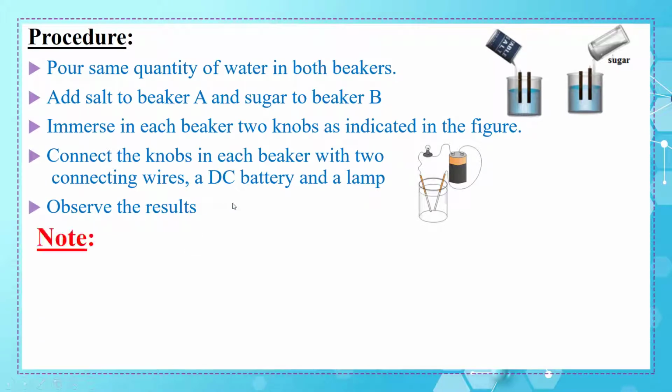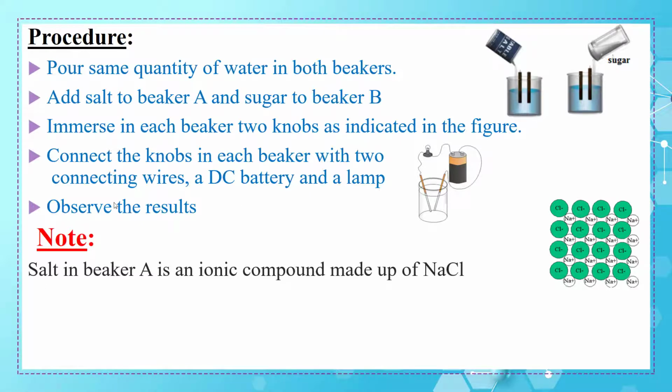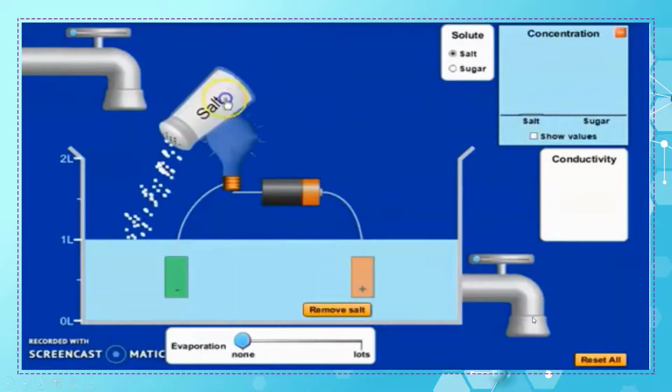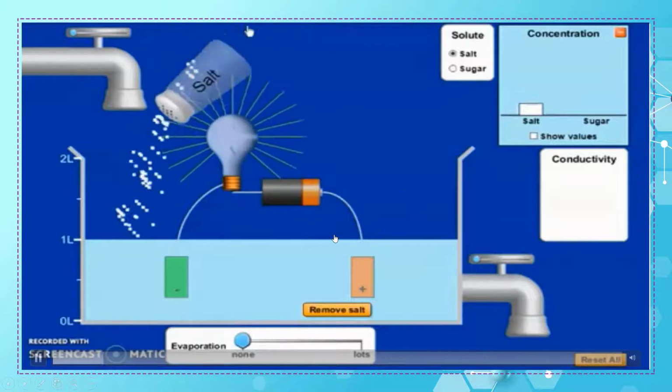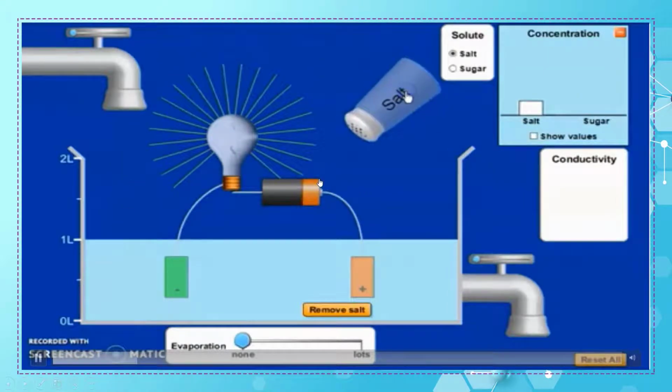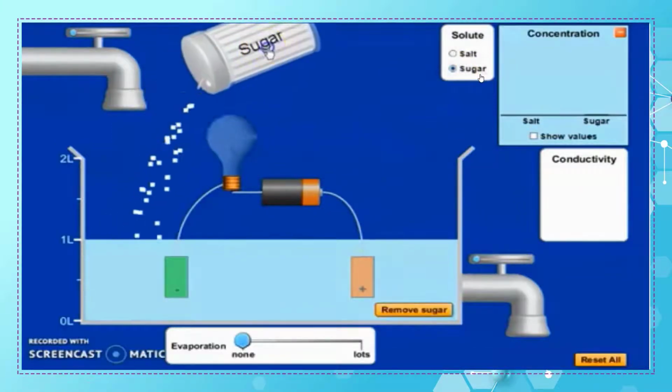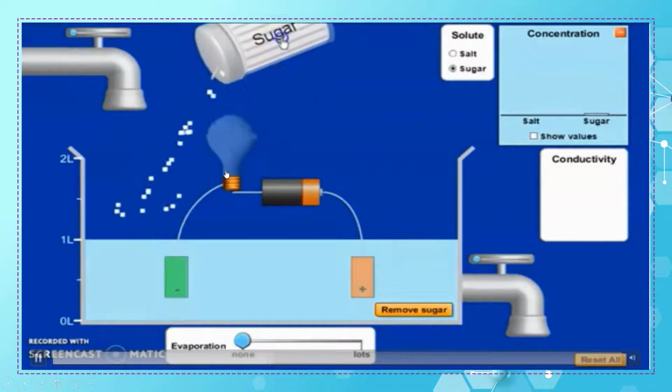Observe the results. Let us start. Take a note. Salt in beaker A is an ionic compound, NaCl, as you see here in the figure. While sugar in beaker B is a molecular compound, not an ionic compound, made up of a substance called sucrose, and this is the formula of this compound. So look here, we start adding salt to the water. What happened to the lamp? Oh, it is glowing. Let us remove the salt and now add the sugar. What happens if we add the sugar? Look carefully. Does the lamp glow? No.